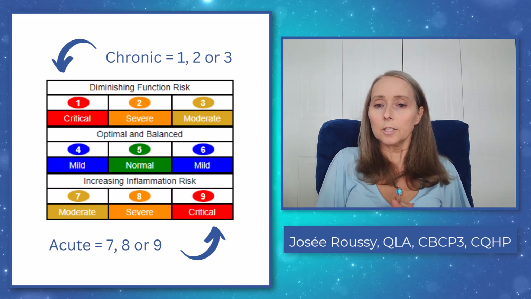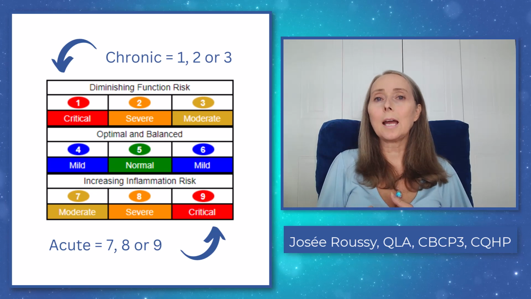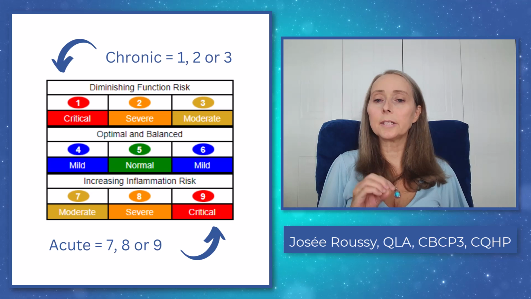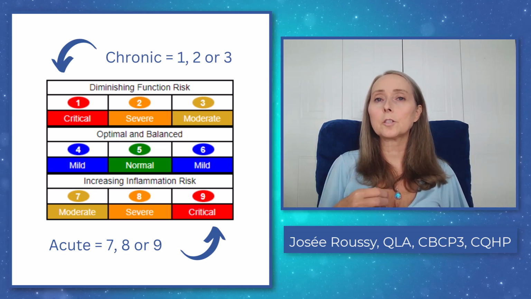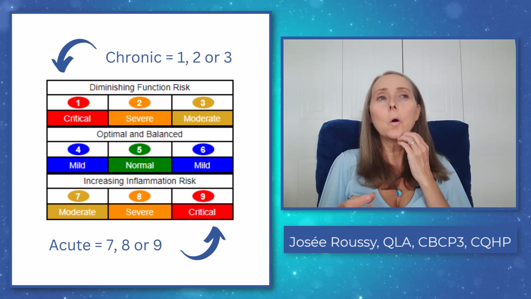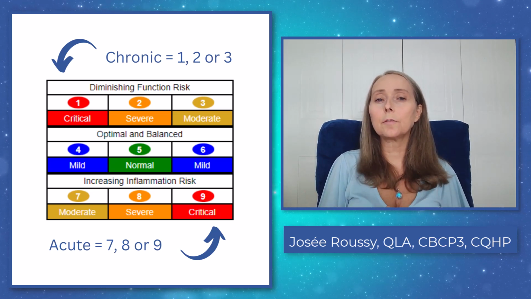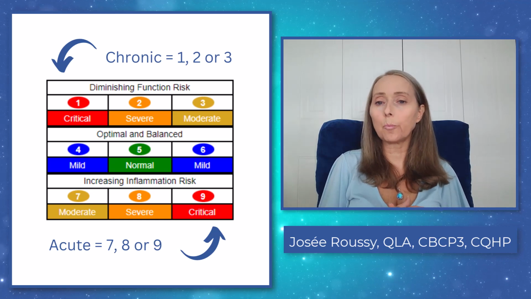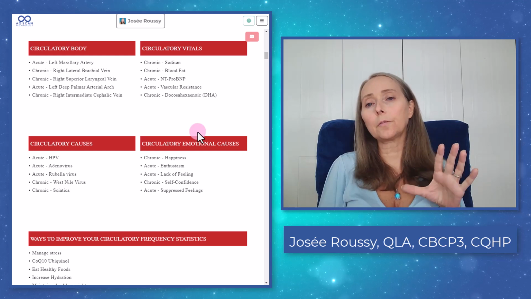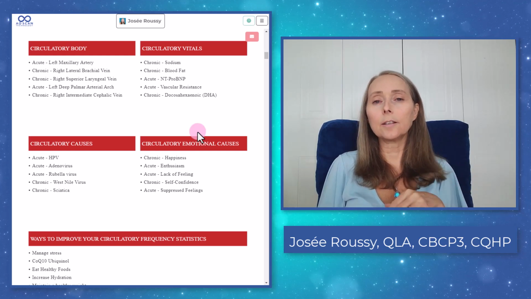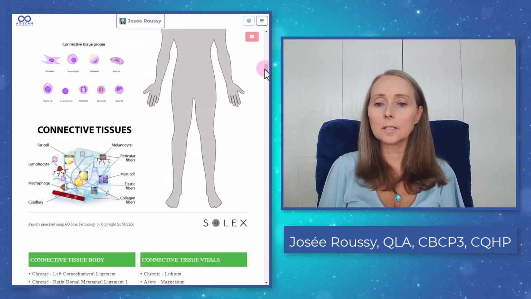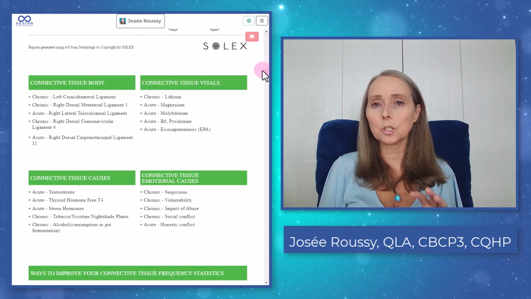diminishing the function. So acute is something that you would see as a 7, 8, or 9 in the other reports. And it's indicative of either the presence of something that is acute that's going on, something that is happening right now, or something that is significant, that shows that there's inflammation present for this particular part of the body. So this is the way one system looks, and all of the other systems are the exact same thing. You get a page, information about this system, and then the 5 sections like we just talked about.